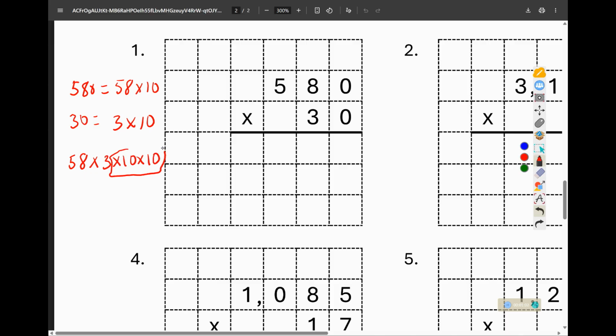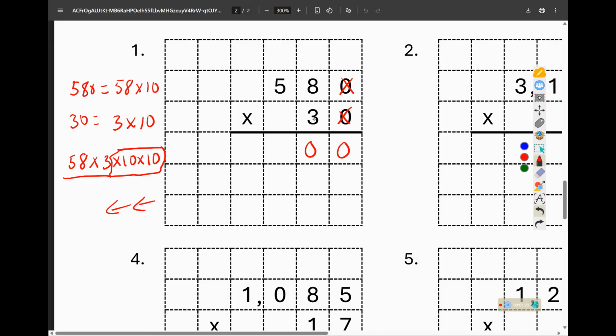And remember what times 10 does for us. It shifts our place value. So I'm going to shift my answer 2 times. And then I'm going to be left with 58 times 3. So I can forget about these two zeros and just work out 58 times 3.